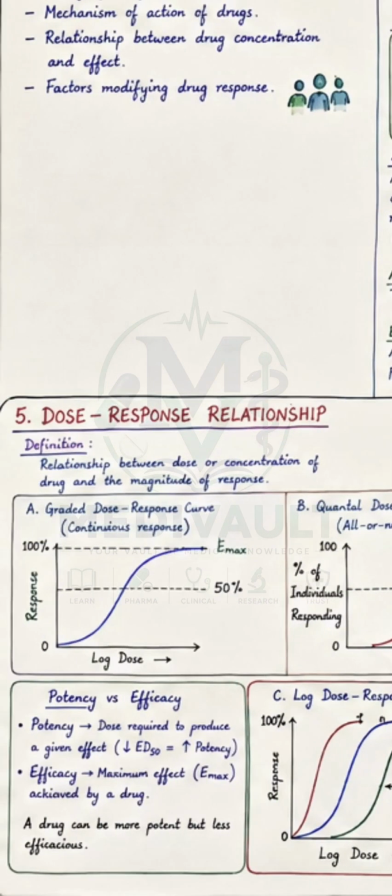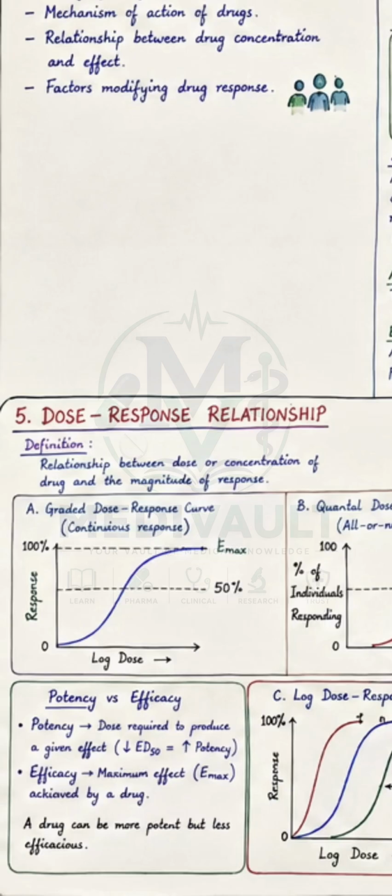So the next concept is about potency and efficacy. What is potency? Potency is the dose required to produce a given effect. A decreased ED50 will increase the potency. How does it happen? Potency is the strength of the drug to reach 50% of the response.